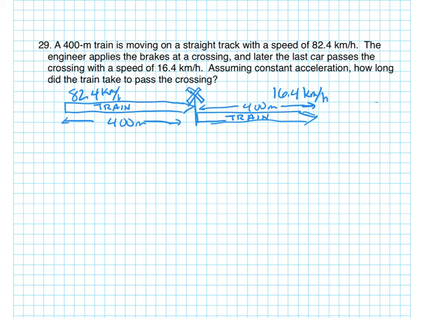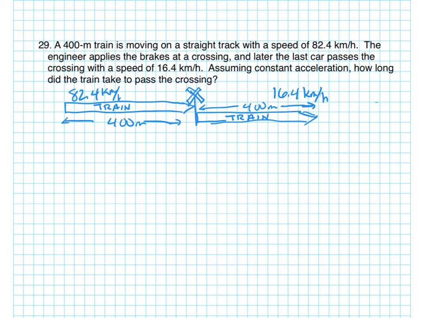And then a 400-meter long train is moving on a straight track with a speed of 82.4 kilometers per hour. The engineer applies the brakes at a crossing, and later the last car passes the crossing with a speed of 16.4 kilometers per hour. Assuming constant acceleration, how long did the train take to pass the crossing?